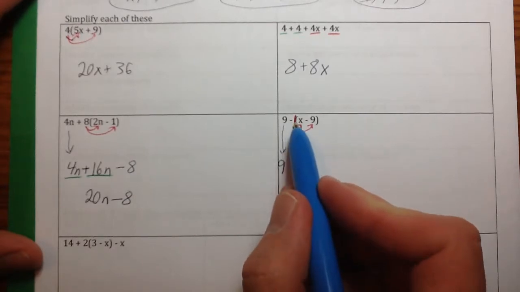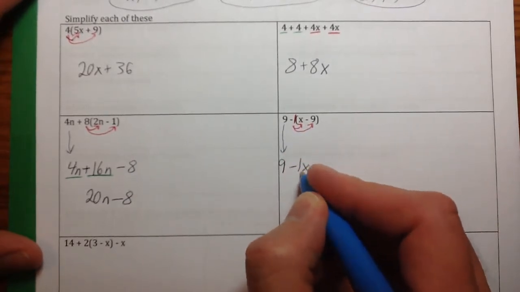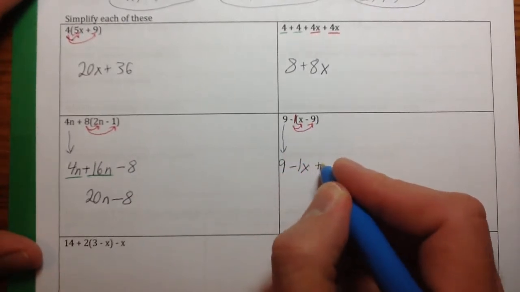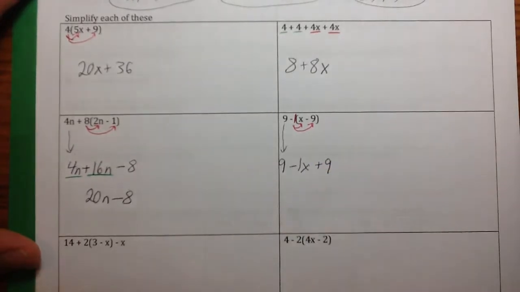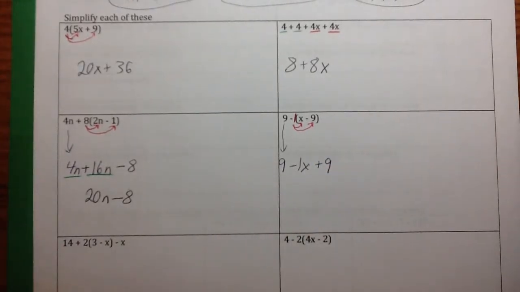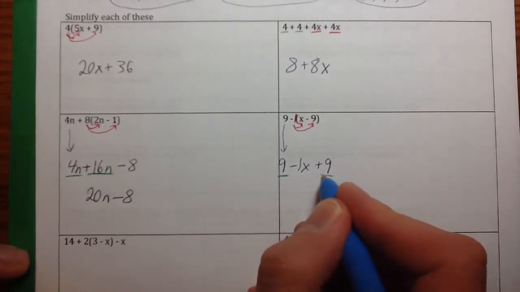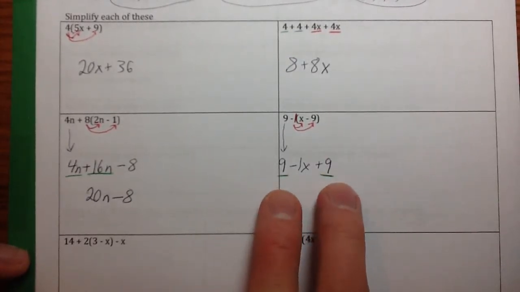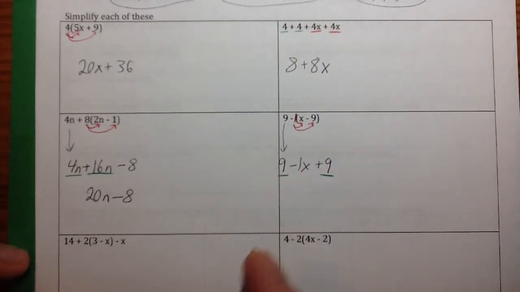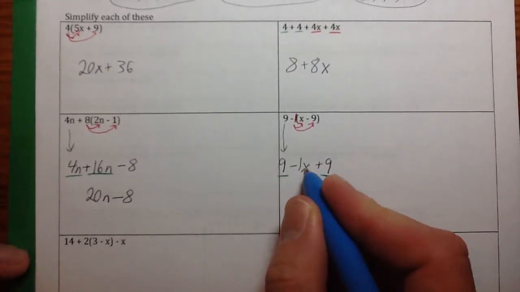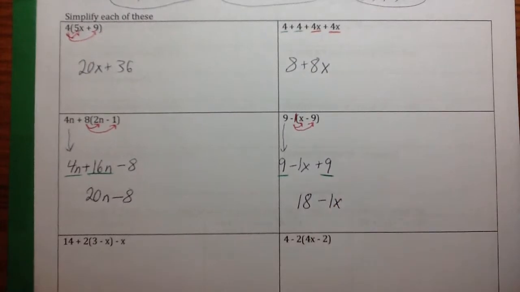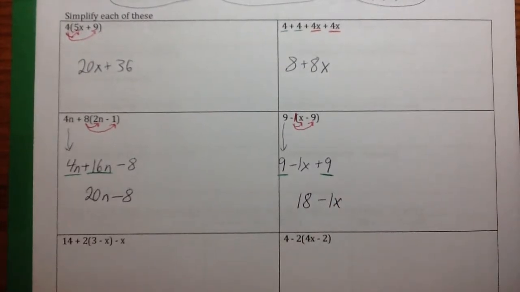All right. Negative 1 times x is negative 1x. Negative 1 times negative 9 is positive 9. Looking for some like terms. Well, I only have one term with an x, and I have a couple terms that don't have x's. So these are alike. 9 and 9, of course, makes 18. And I still have negative 1x. All right. Only 4 more. This is a short lesson.